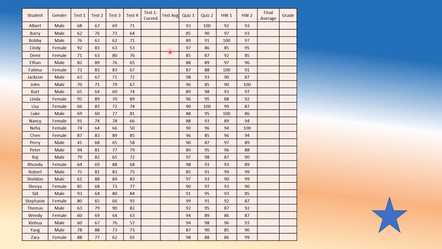For the test average, what I'm going to do is drop the lowest score. Let's say Cindy will drop the lowest score of 53, and for instance Jackson will drop the lowest score of 63. So we're going to average over the 3 best tests. That's here. Then letter grades, A, B, C, D, etc.